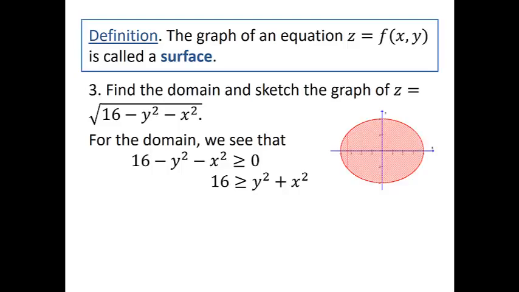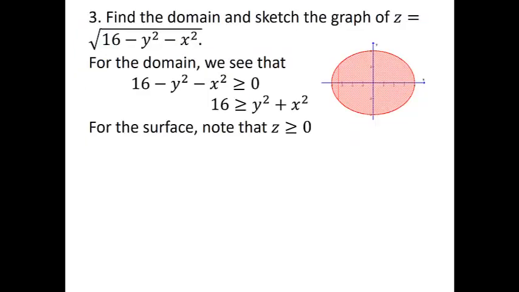And we want our radius to be less than or equal. So a picture of the domain will have that circle, x squared plus y squared equals 16, and we want our quantities to be inside of that circle. How about for the surface? For the surface, note that because z is the positive square root of 16 minus y squared minus x squared, then z must be greater than or equal to 0.